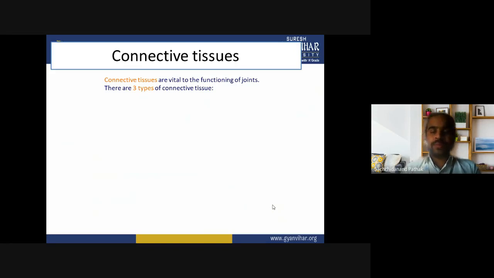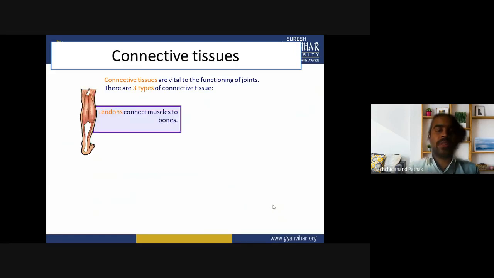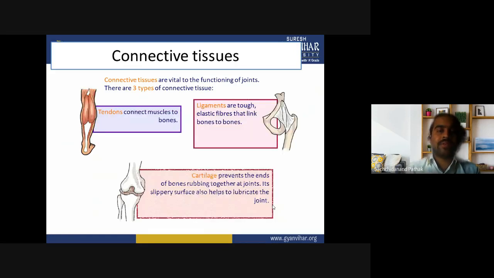Now here we can see there are connective tissues that are vital to the function of the joint. So there are three types of connective tissue: tendons, ligaments, and cartilage. These three are involved in completing the vital function of the joints.